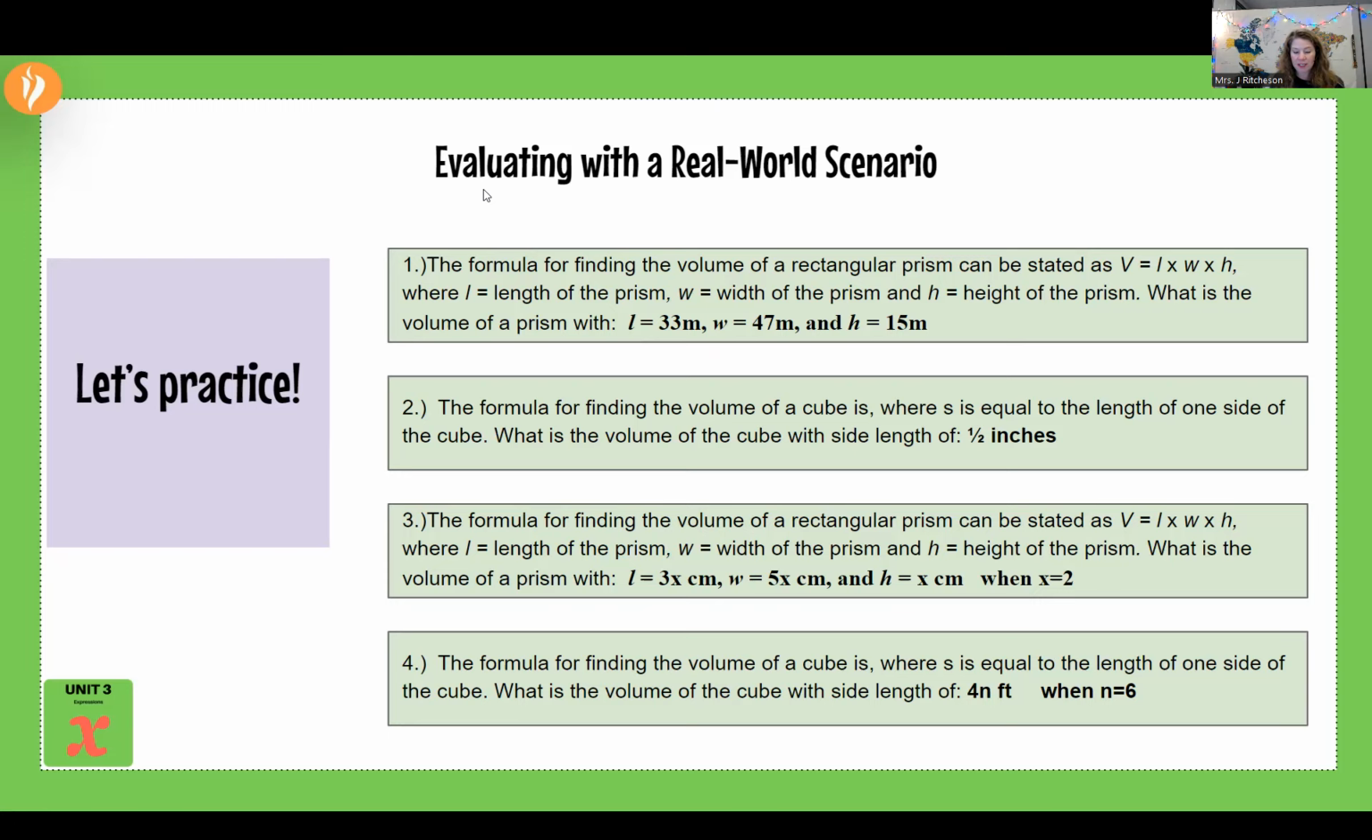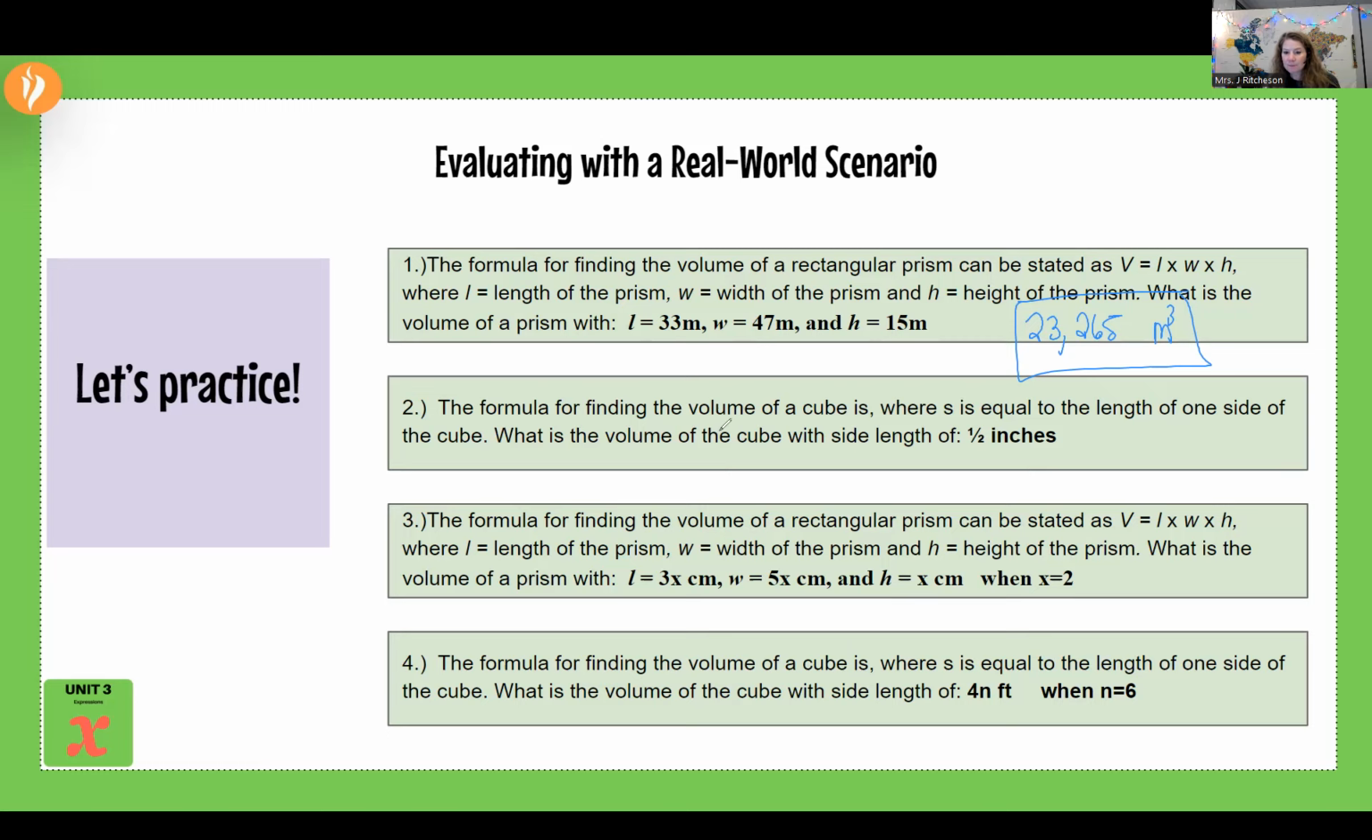33 times 47 times 15 is, I got 23,265, and that would be meters cubed for volume. Did you guys get the same answers? Let me try it again. 33 times 47 times 15. Yep.